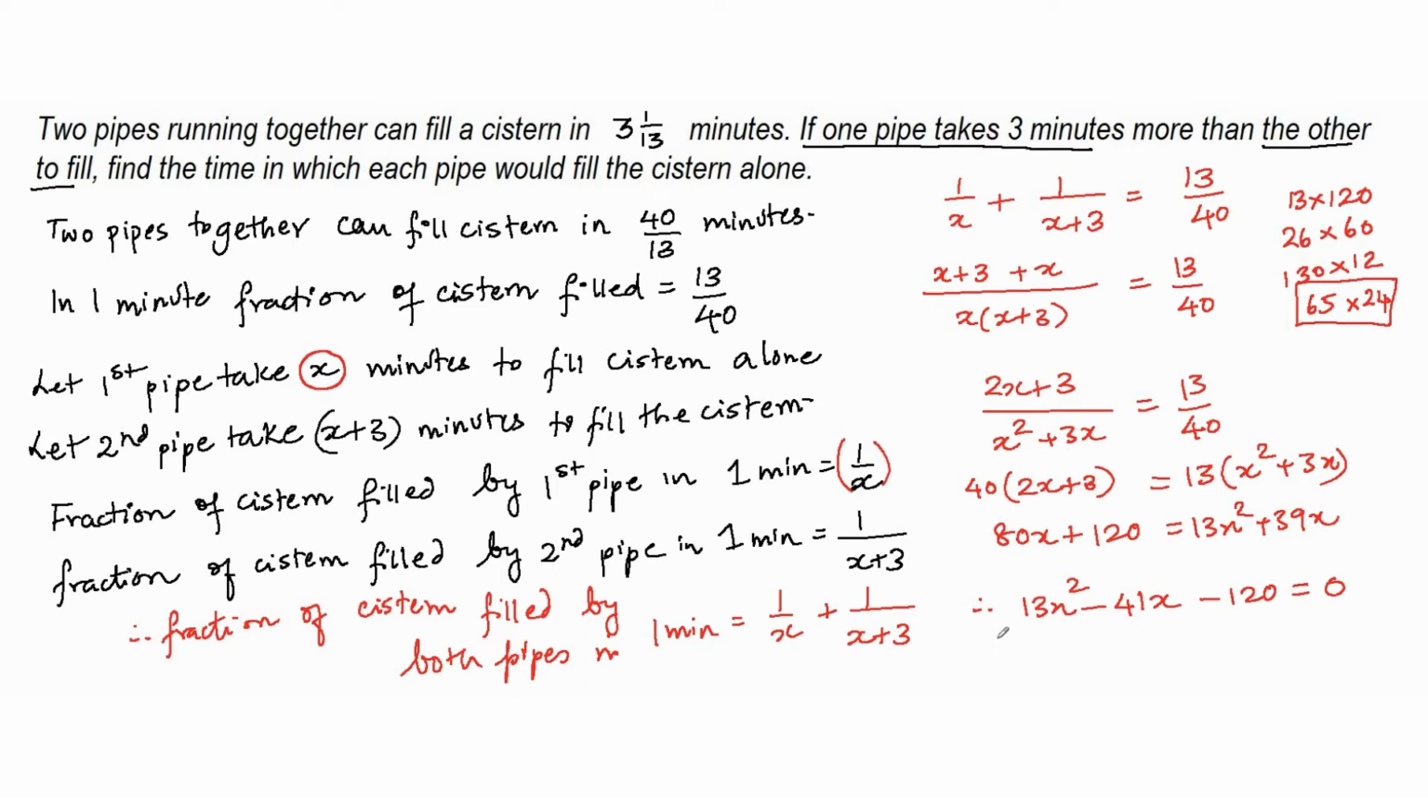So I can factorize this as follows. It would be 13x and x minus 5, and this would be plus 24 equals 0, which means x is either 5 or negative 24 by 13. Now of course x is the time taken, so we eliminate the negative answer, and therefore x becomes 5. So the time taken by the first pipe is going to be 5 minutes, and the time taken by the second pipe is going to be 5 plus 3, that is 8 minutes, right? So both the pipes take 5 minutes and 8 minutes to fill the cistern alone.